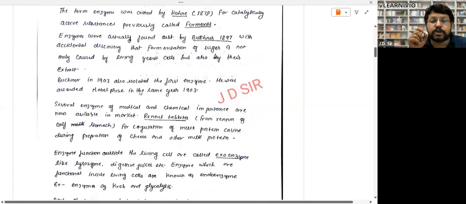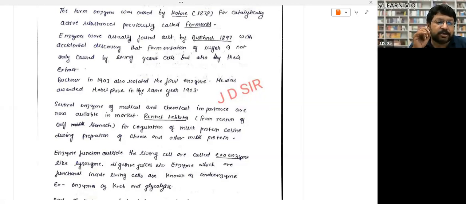Next. The term enzyme was coined by a scientist named Kuhne in 1878 for catalyzing active substances. Previously, they were called ferments. So the enzyme term was coined later, after the discovery of enzymes. Before Kuhne gave this term, we used to call them ferments. This term arises from fermentation.